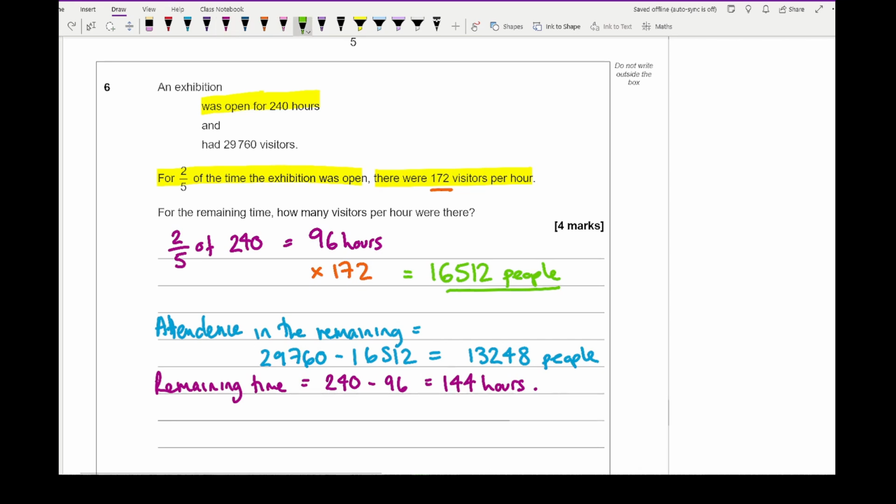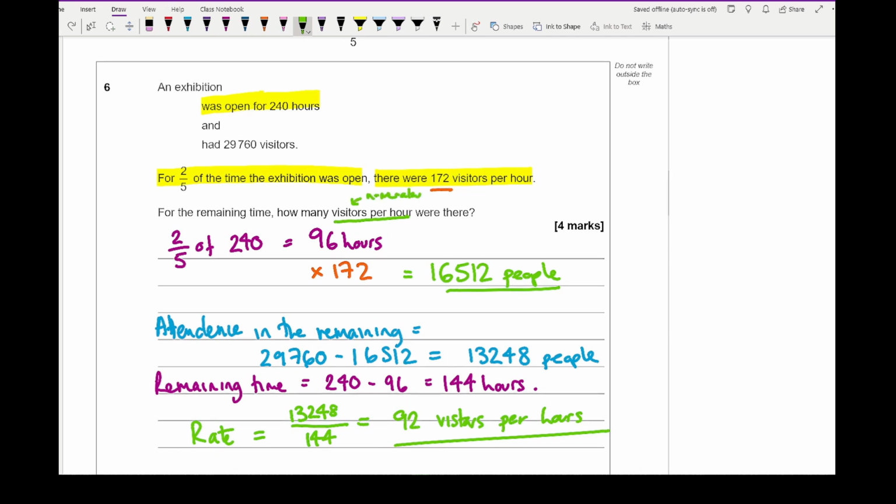And so therefore the rate is going to be the number of people, which is 13,248, divided by the time, which is 144 hours. And that gives me a rate of 92 visitors per hour. And there we go. So when you're looking at visitors per hour, basically this is what the numerator needs to be, and this is what the denominator needs to be. And then it's just a case of finding those two bits of information and then working out the rate.